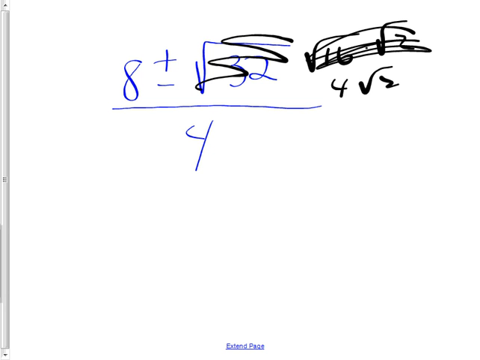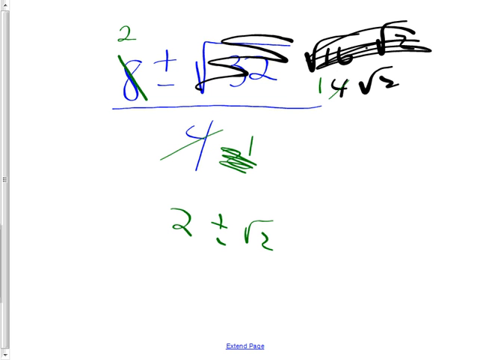And then, hopefully you knew to cancel some stuff. Hopefully you noticed, oh, this 8, 4 goes into everything, so 4 goes in there twice. 4 goes in here once, and 4 goes in here twice. No, wait a minute, 4 goes into 4 once, sorry. And then I got 2 plus or minus the square root of 2. And I could put all over 1, but I don't need to. Dividing by 1 doesn't really do anything, right?